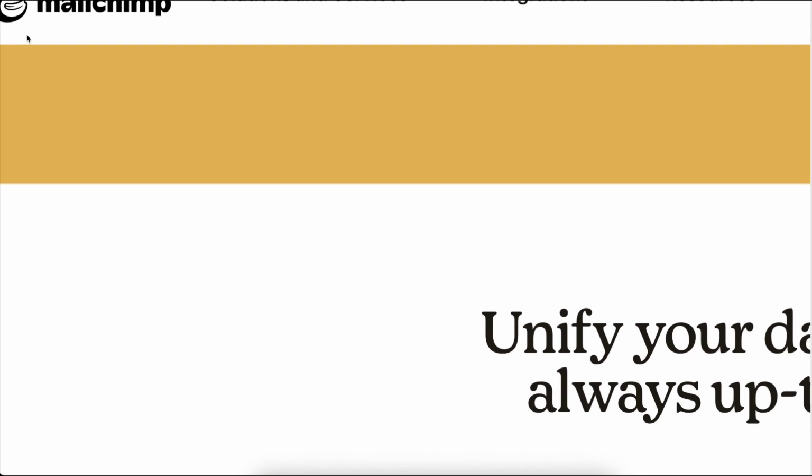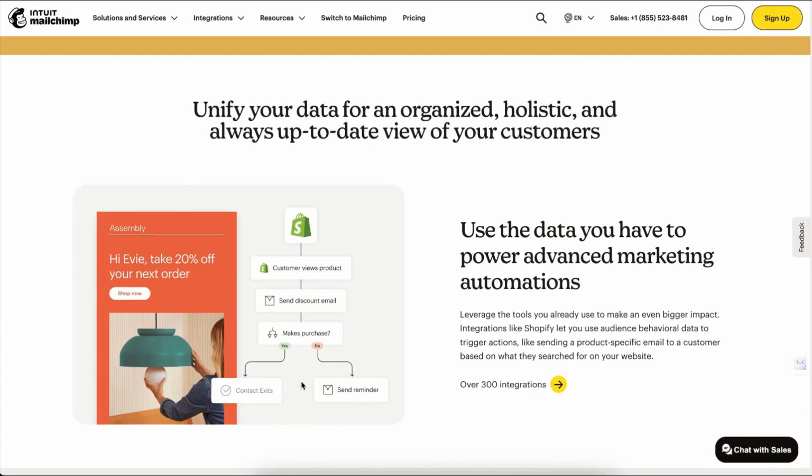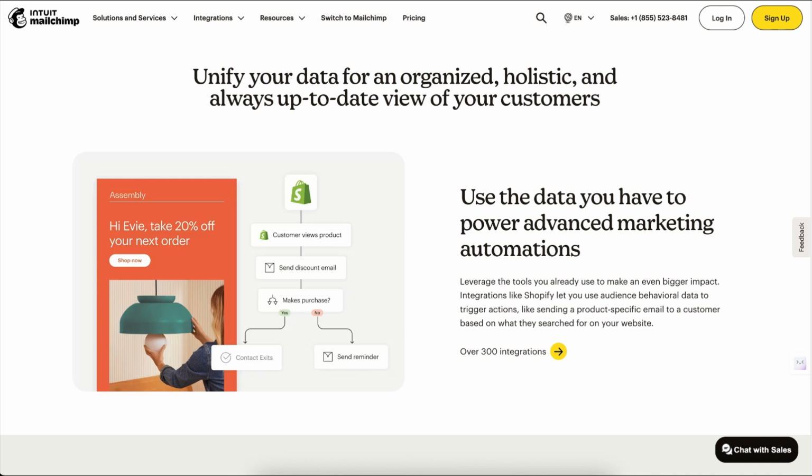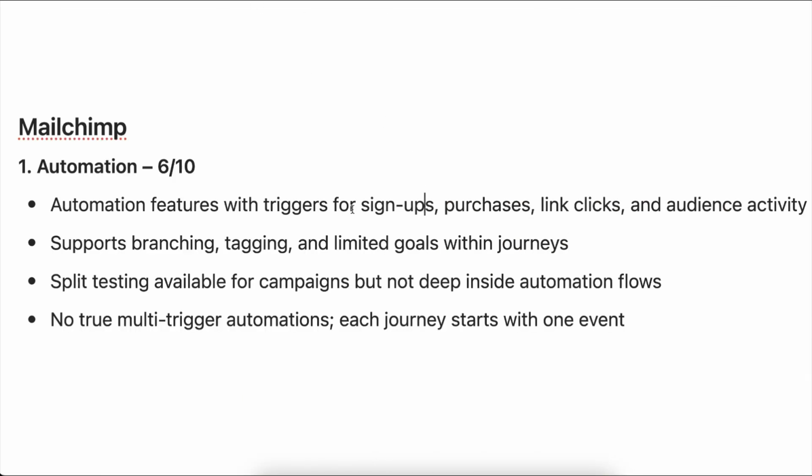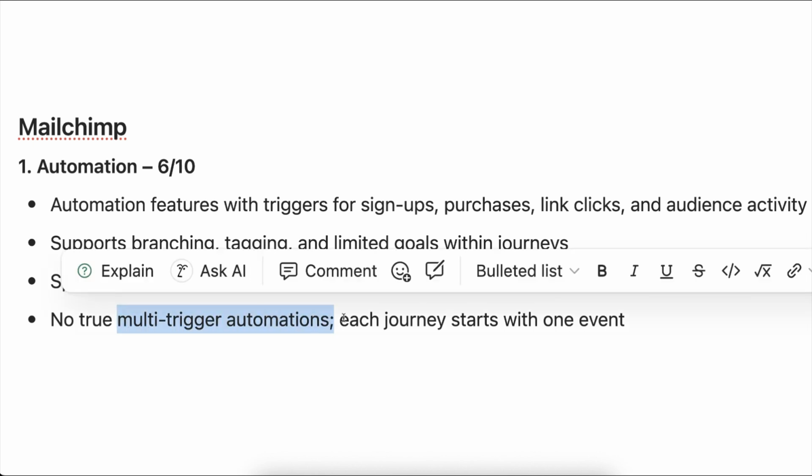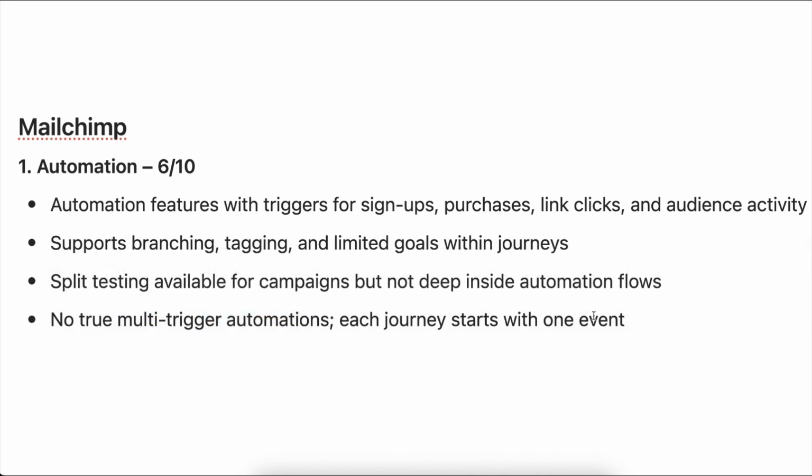When it comes to Mailchimp automations, it has all the main automations that you will need. So all the basic things like purchases, link clicks, tagging. However, an important thing is that split testing is only available for campaigns. No deep inside automation flows, which is really a huge thing that you will need, a huge downside. Another thing is there's no true multi-trigger automations. So again, something that might really affect your email campaigns. So honestly, I'm not very impressed compared to other tools. It's only a 6 out of 10.